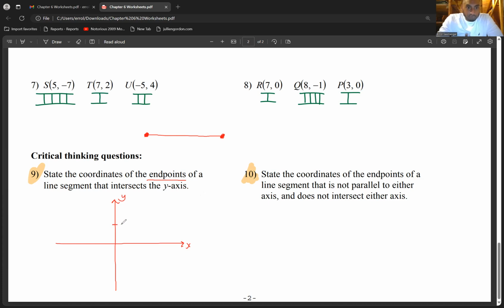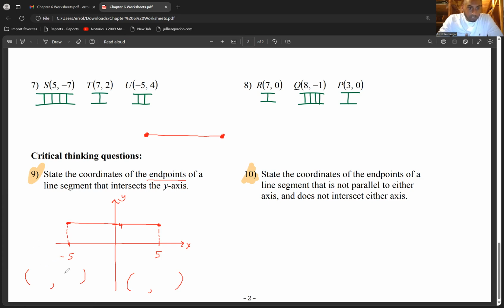Okay, just give me a number. 4. So there's your y equals 4, right? If we draw a horizontal line at y equals 4, what is this point and what is this point? Those are your endpoints. This is maybe 5 and negative 5. So what's the coordinate of this point and this point?